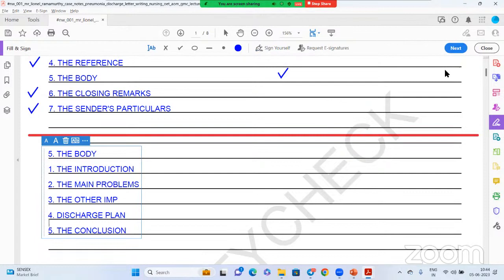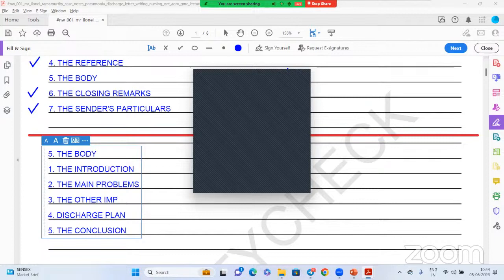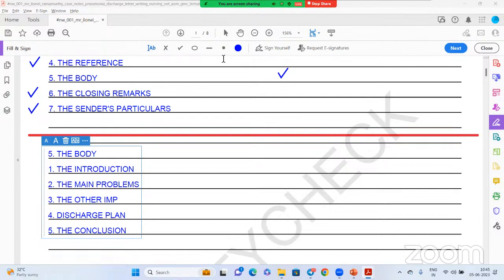Okay, all of you, tell me whether you have understood or not till now, the parts other than the body. All the other 6 parts, leave the body, till now, is the concept clear or not, any doubts? Concept clear, say yes or no. Fine. Now we are going to the body. First, we'll start with the introduction.